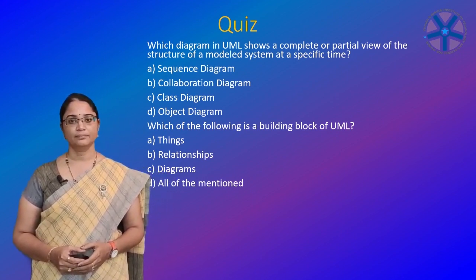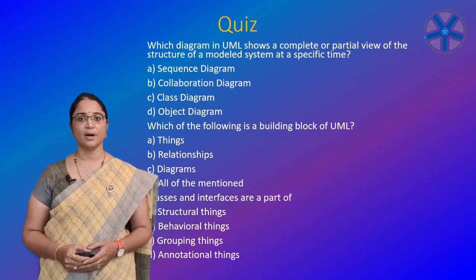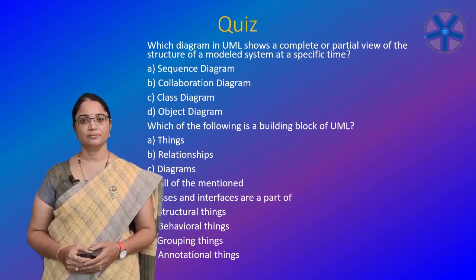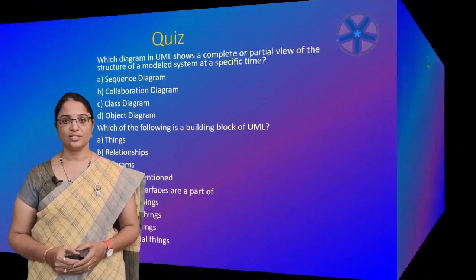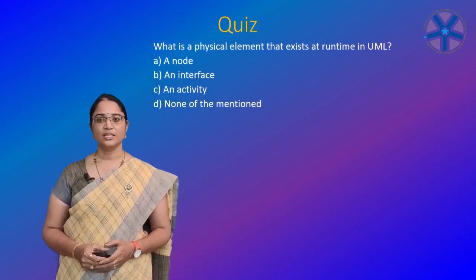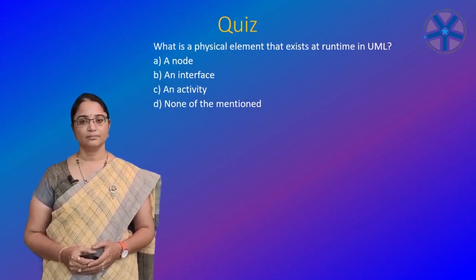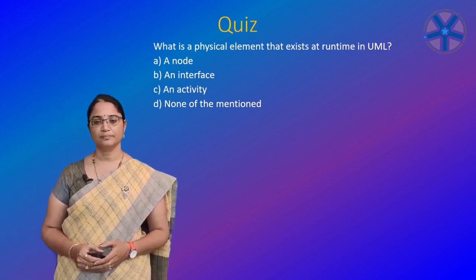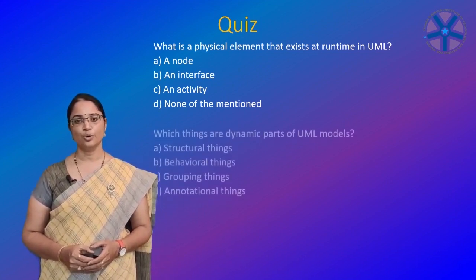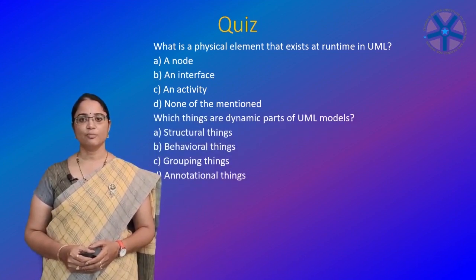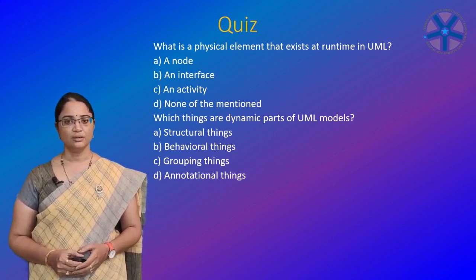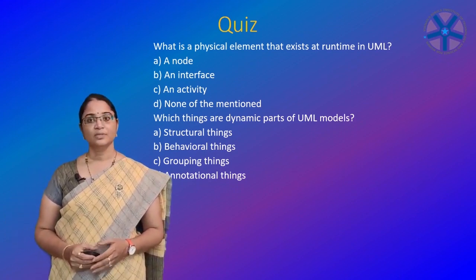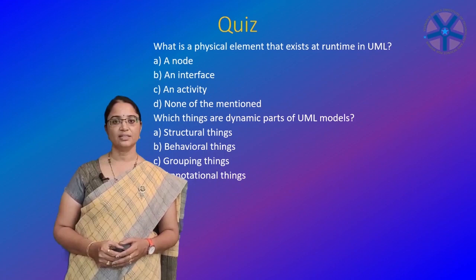Next, classes and interfaces are part of structural things, behavioral things, grouping things, or annotational things. The answer is structural things. What is the physical element that exists at runtime in UML? The options are node, interface, activity, none of the mentioned. The answer is node. Which things are dynamic parts of UML models? Structural, behavioral, grouping things, annotational things. So, the dynamic parts represent the behavioral things.